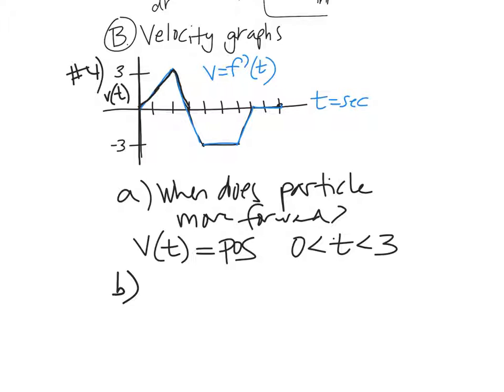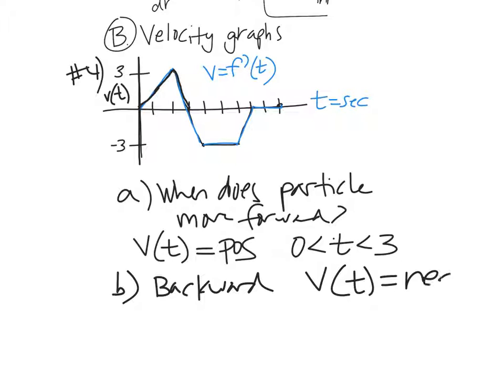When does it move backward? Yeah, when it's negative, right. When v of t is negative. So I want to look at the negative values. The negative values are when it drops below the x-axis. So that happens from 3 to 7. Perfect.